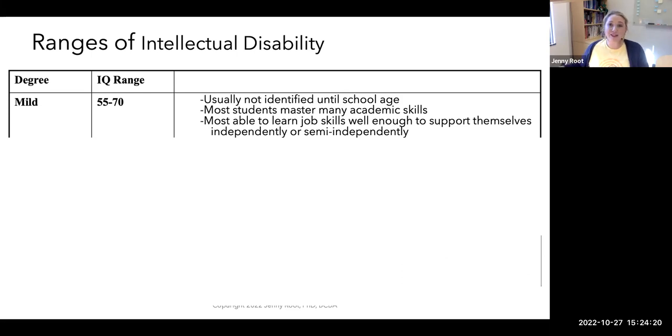These students are going to master many academic skills when given high quality instruction and opportunities. And most are going to be able to learn job skills well enough to support themselves independently or perhaps semi-independently. A lot of what impacts independence is not just economic, but also safety and what they have learned as far as reasoning and judgment.